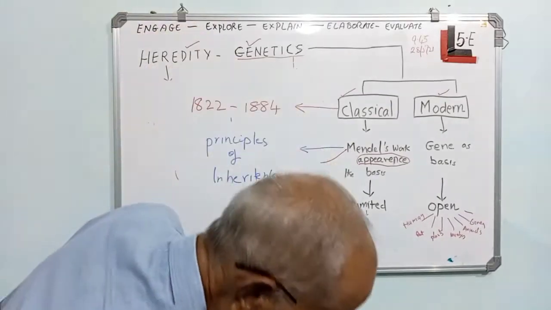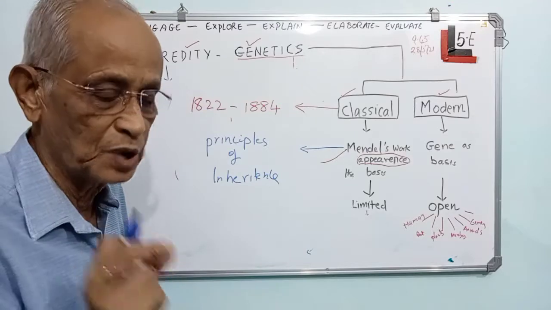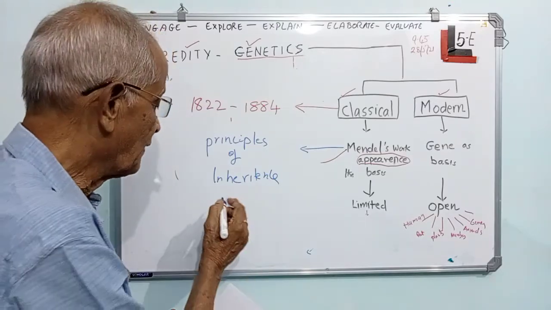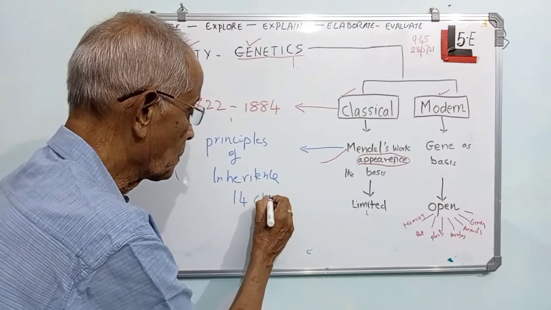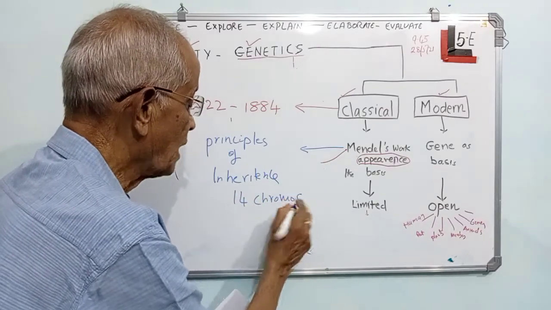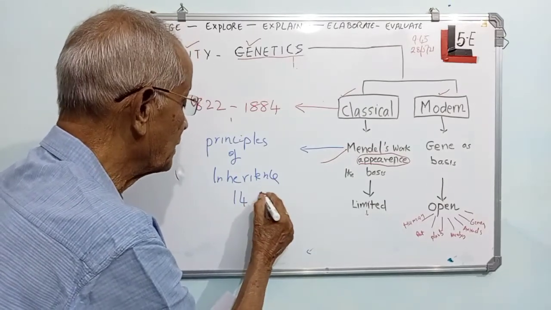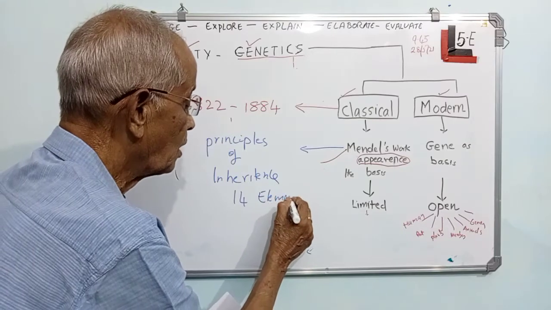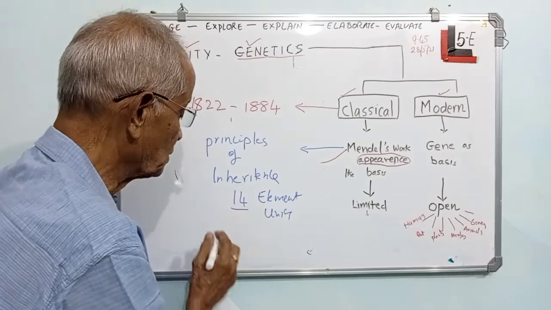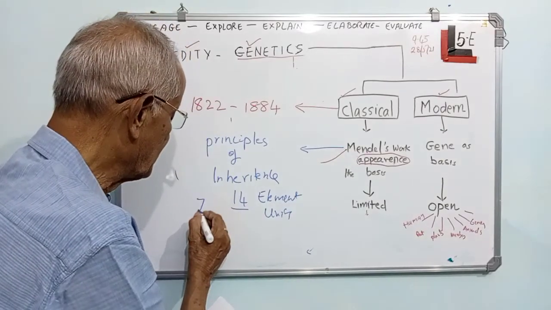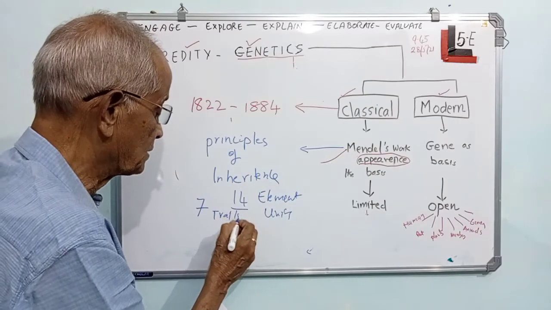Because pea plants are very, very easy to handle. Number one, they have a very short span of life, and they contain 14 chromosomes. Now we call it chromosomes. Earlier he called it the triads, or he called it the elements, or you may even call it units. At that time even the number was not known, but there were definitely 7 triads known at that time.